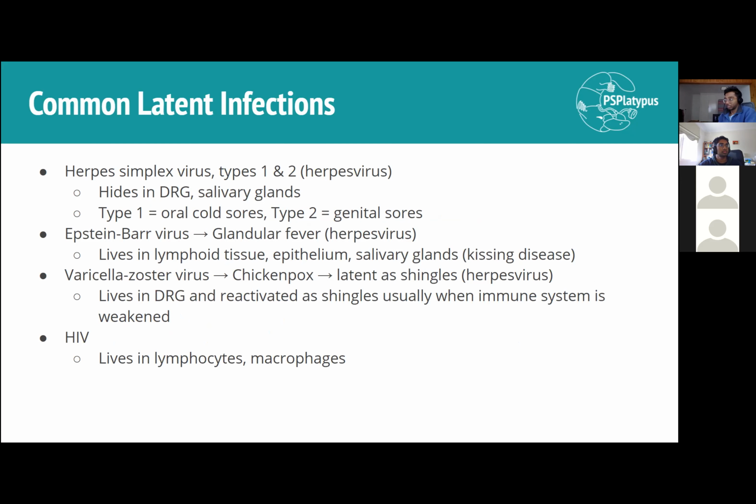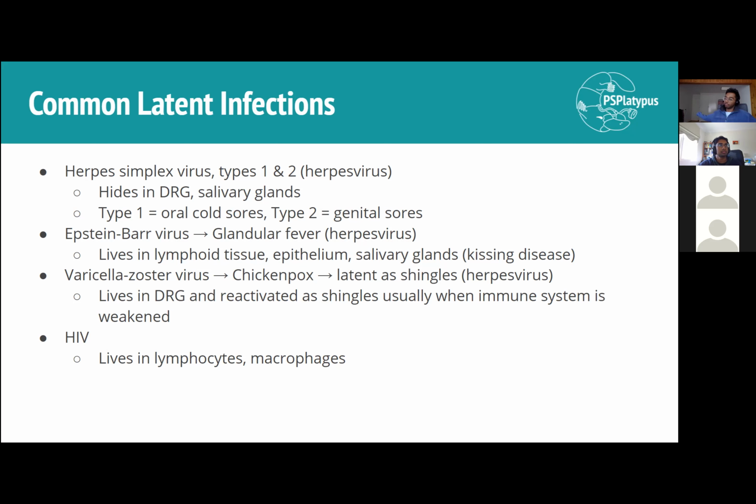So we have herpes simplex virus types 1 and 2, such as the common herpes. Type 1 would be oral cold sores, and type 2 would be genital sores. And it hides in the DRG, which is the dorsal root ganglion in your spinal cord, and also in salivary glands for type 1 specifically.